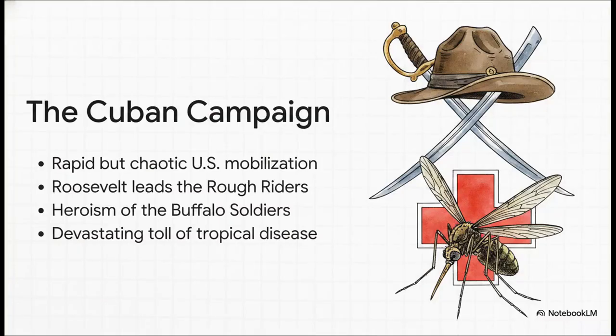Meanwhile, back over in the Caribbean, the Cuban campaign was a totally different story. The U.S. Army was pretty small, and their mobilization was rapid but incredibly chaotic. Still, it produced some absolutely legendary stories. You had Theodore Roosevelt basically resigning his desk job to organize the Rough Riders, a wild volunteer cavalry made up of Ivy Leaguers and cowboys. You also had the incredible heroism of the Buffalo Soldiers, these African-American regiments who played a totally pivotal role in storming San Juan Hill.